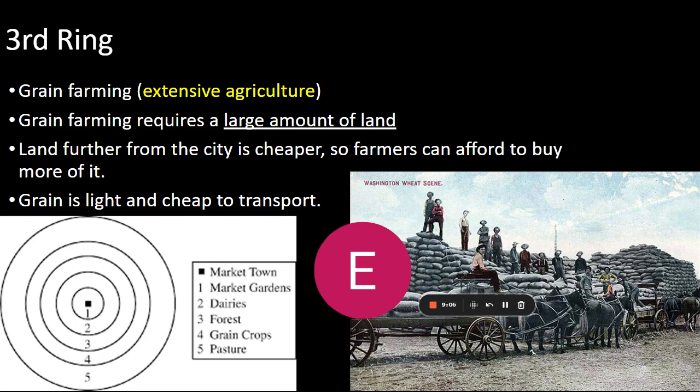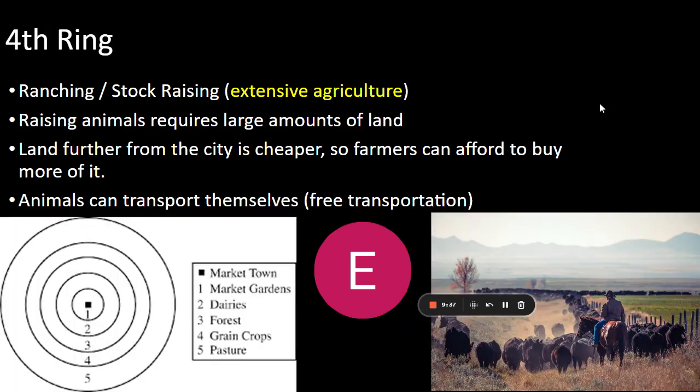Land further from the city is cheaper, so farmers can afford to buy more of it. So if you're a grain farmer, you have to pick land far from the city because that is the only land you can afford. There's no way you can afford land in ring 1 and sell grain and make a profit. The reason we can have it this far away is that grain is light and cheap to transport. If you look at this picture, they're transporting giant piles of grain, and they're able to make it in one trip.